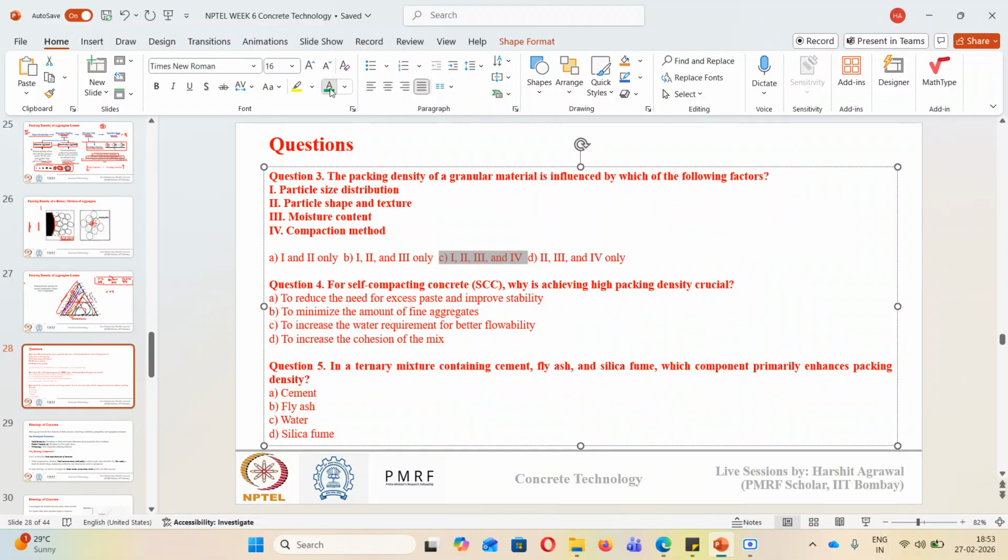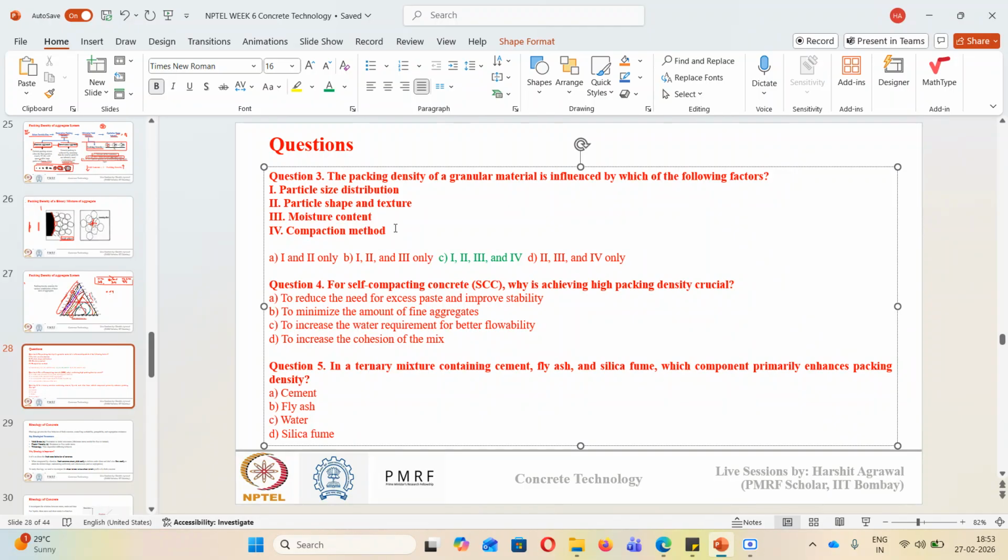Moisture content also influences the packing density. How? Because if there's some moisture present on the aggregate, it can reduce the friction between the aggregates. And if there is excessive moisture present, it can lead to separation between aggregates also, because of water present between the aggregates, excess of water on the surface of aggregate. So moisture content also has an influence on the packing. It affects the friction between aggregates, and that friction can govern how aggregates are slipping above each other and how well they are trying to compact each other.